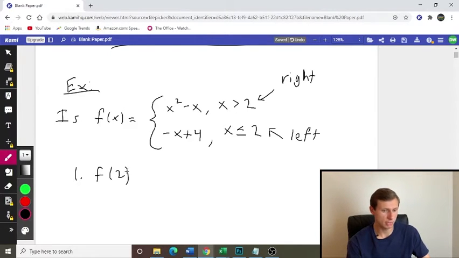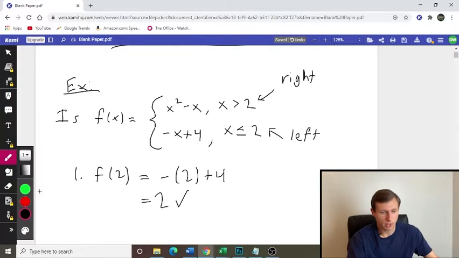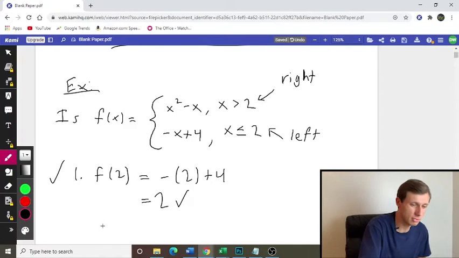So what is the value f of 2? If I were to plug in 2 into this piecewise function, would I be looking at the top or the bottom? It's going to be the bottom because we have the less than or equal to symbol. So in that case, we have f of 2 is equal to negative 2 plus 4 because we're plugging into the bottom. And so what we get there is just 2. So our value exists. We have the value of 2.